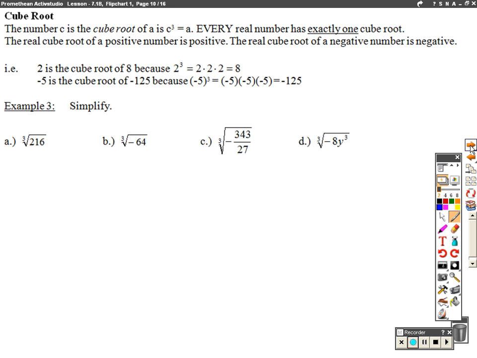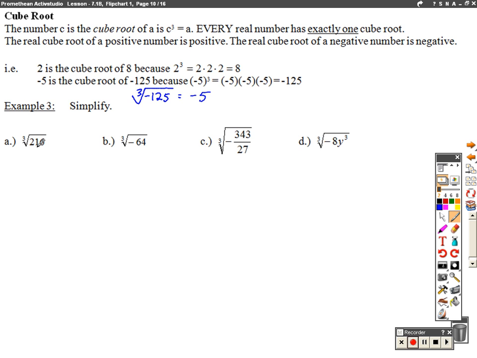Now cube root is when the index is 3. Here's an example. 2 is the cube root of 8, because 2 times itself 3 times is 8. And you can't take the cube root of a negative number. So the cube root of negative 125 ends up being negative 5, because negative 5 times itself 3 times is negative 125. You're never going to use absolute value brackets since the index is odd.